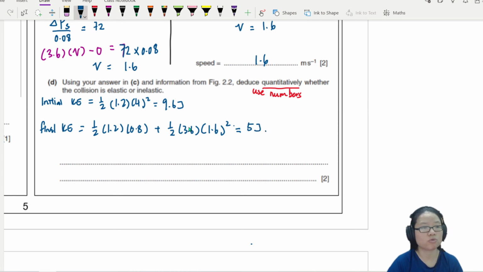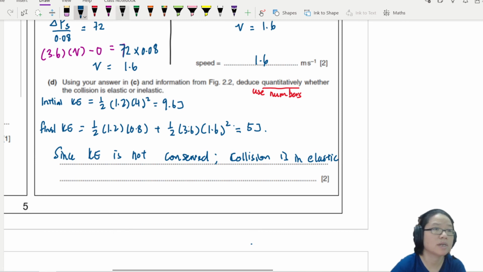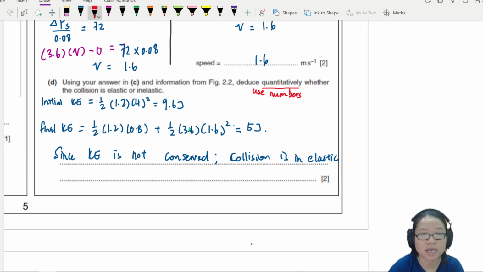So now you can conclude already. Since the kinetic energy is not conserved, because initial and final are not the same, I can say that the collision is inelastic. I find this one more straightforward, but some of you may prefer to use relative velocity. So you could recall the relative velocity equation.